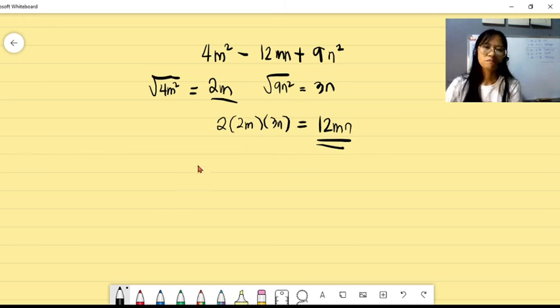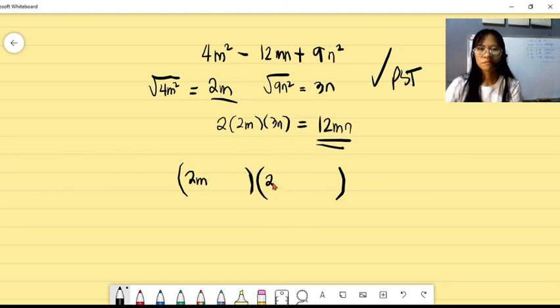So ngayon, verified that this is a perfect square trinomial, pwede na natin kuhanin yung kanyang factors ng mabilis. Okay, so the factors are square root ng first term, 2m, 2m. Square root ng last term is 3n, 3n. Pero, ang pinagkaiba nung sa kanina, ito ay positive.